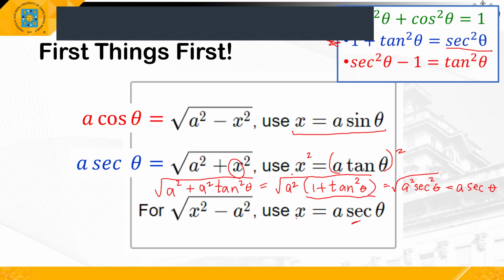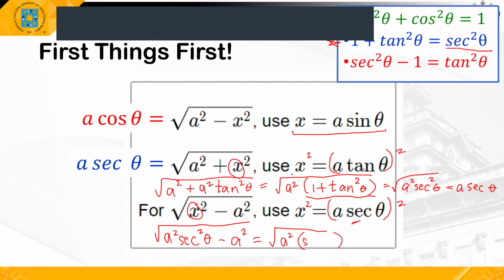Tapos what about this one? If we let our x be equal to a secant theta, yung x natin is on the first term. It's part of the minuend. Okay? So if we are to square both sides of the equation and substitute it here, this will become a squared secant squared theta minus a squared. Again, we can factor out the a squared. Tapos matitira is secant squared theta minus 1.